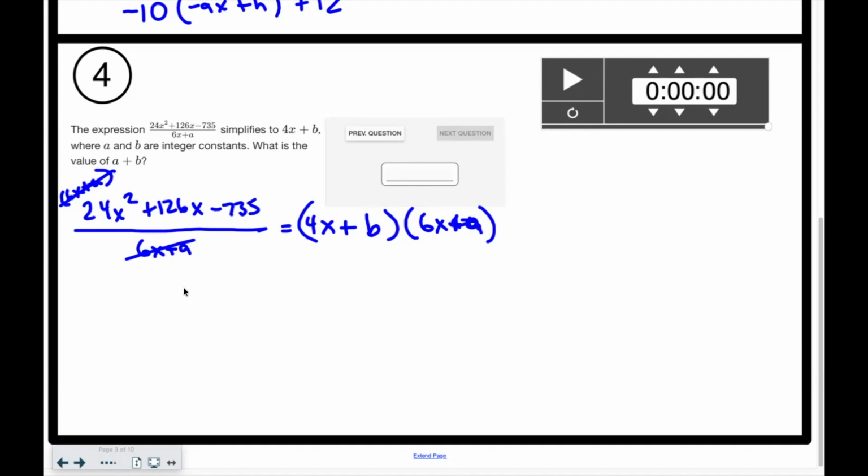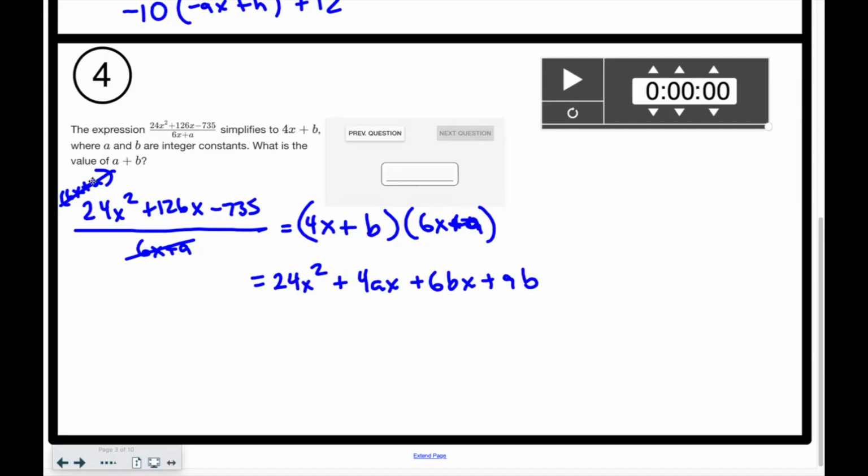Okay, so now I'm going to focus on this side. I'm just going to multiply it out, or do a little bit of FOIL. So 4x times 6x is 24x squared. 4x times a is 4ax. 6x times b is 6bx. And then b times a is ab. And then I just match it up to the other side.